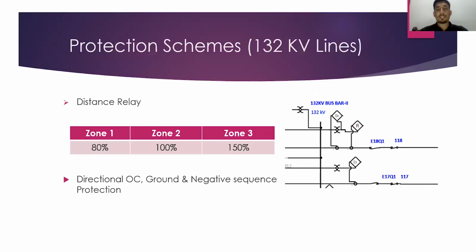Starting from our feeder connections section, we have implemented distance protection, directional OC protection, and ground and negative sequence protection for our transmission lines whose length is greater than 7.5 km, and for the transmission lines whose length is less than 7.5 km, only directional OC, ground and negative sequence protection is implemented. For distance protection, we have used 80%, 100% and 150% zones.